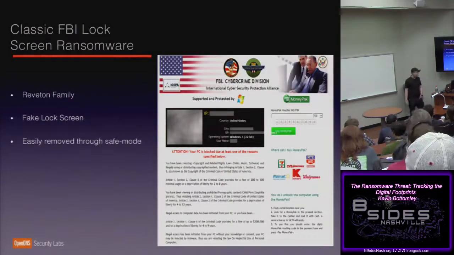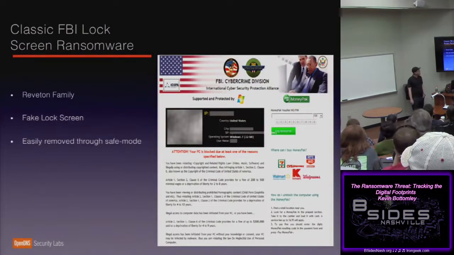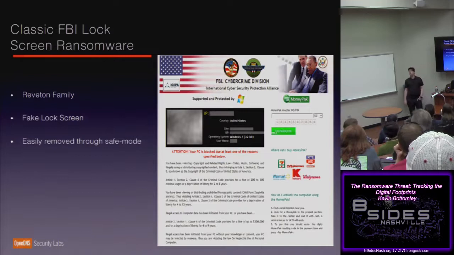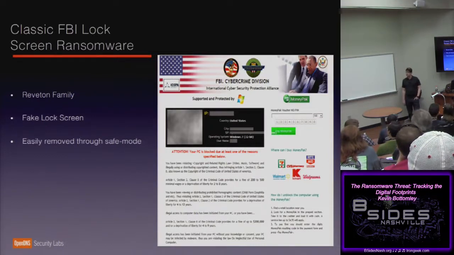So we'll take a step back here and look at Reveton. It's the old school ransomware, what you used to see back in the day. Basically, it would infect your system and give you a little pop-up screen that said it's from the FBI. It looked all official, with your IP address and the web camera along with it.